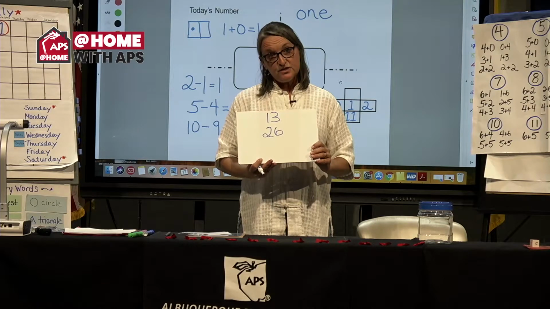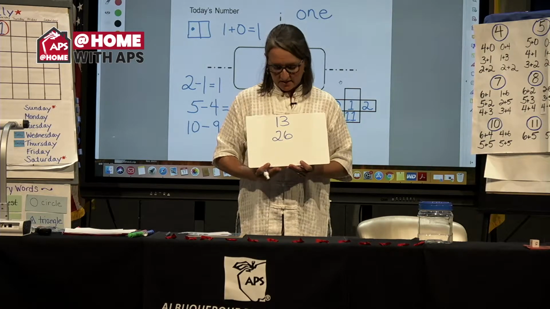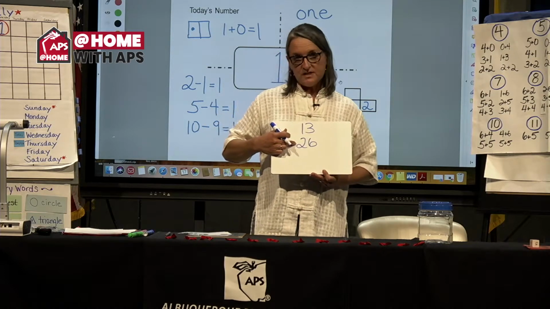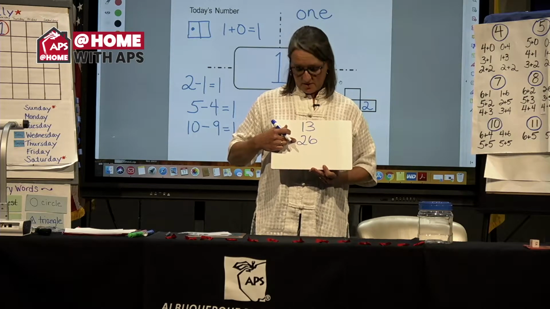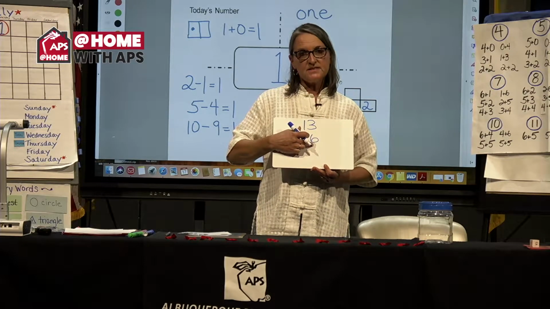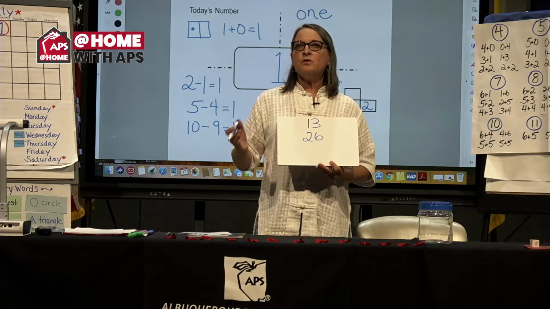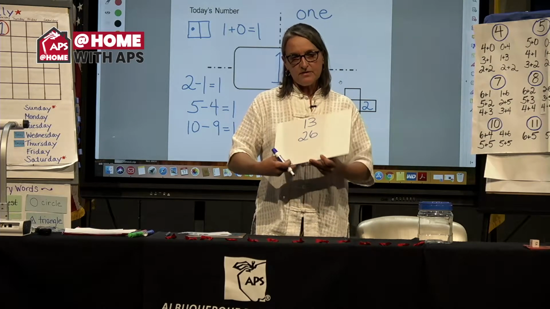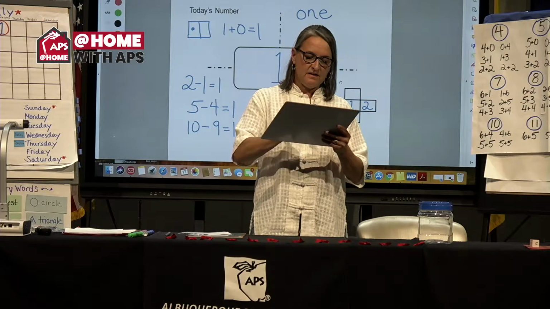And second graders, you are going to double the 26. So let's think about 20 plus 20, that's 40, right? And 6 plus 6 is 12. So if we put 40 and 12 together, that makes 52.